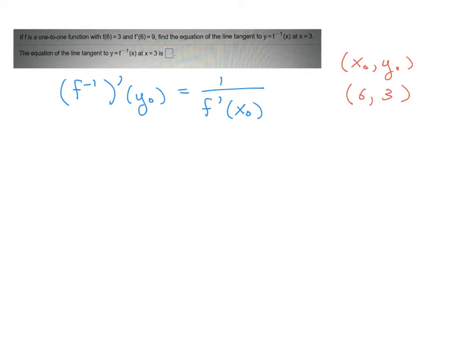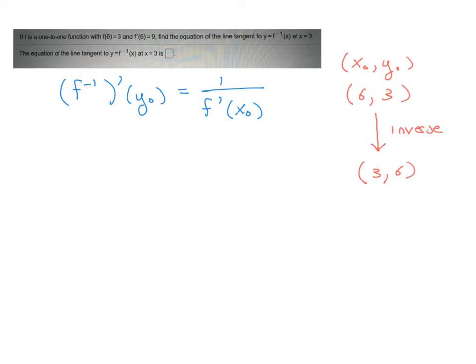On an inverse function, the inverse switches the x and y values. So when you go over to your inverse, it's really the point (3, 6). So now your input is 3 and your output is 6. So even though this is y naught and this is x naught, it's this value that I'm putting in place of y naught and this value that I'm putting in place of x naught.